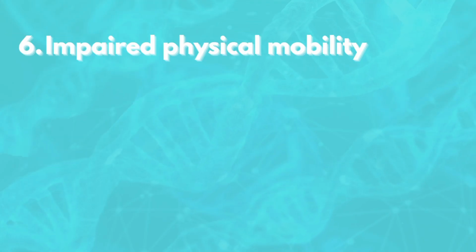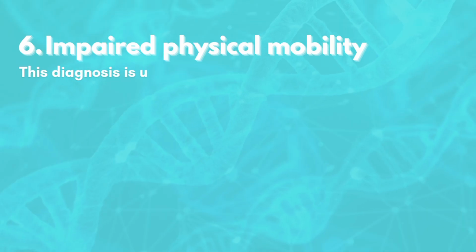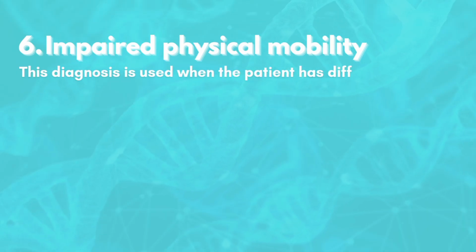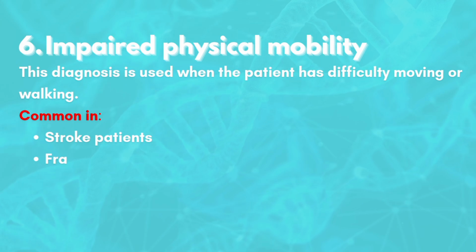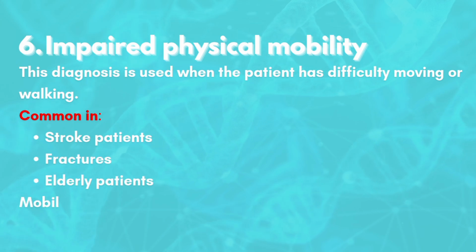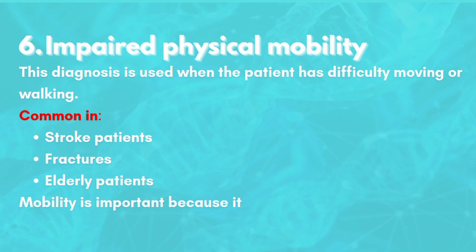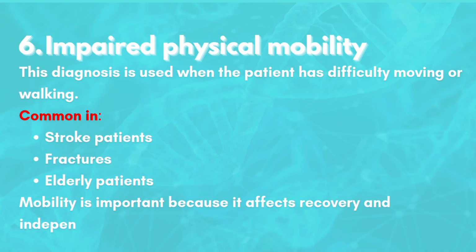For number six, we have impaired physical mobility. This diagnosis is used when the patient has difficulty moving or walking, and is common in stroke patients, fractures, and elderly patients. And mobility is very important because it affects recovery and independence.